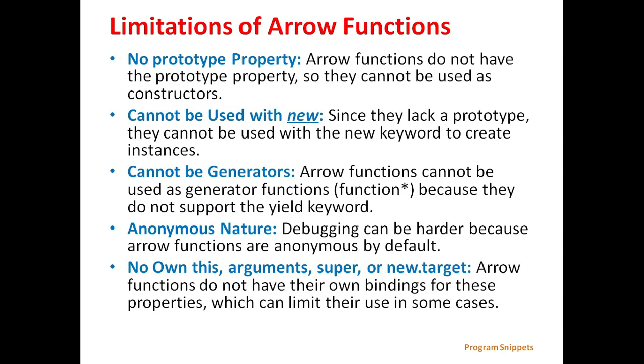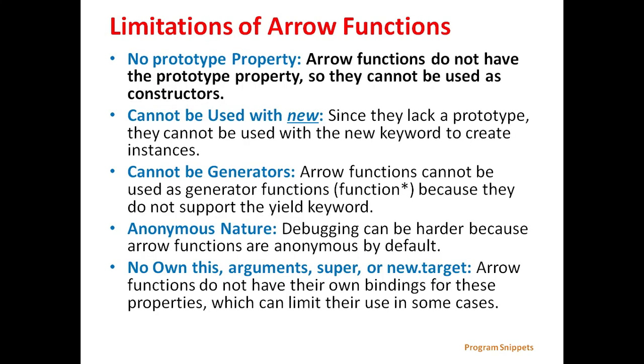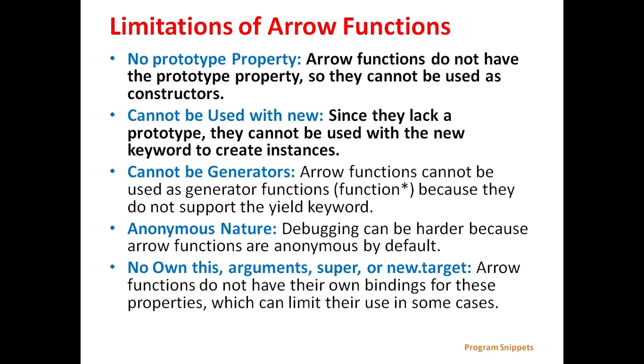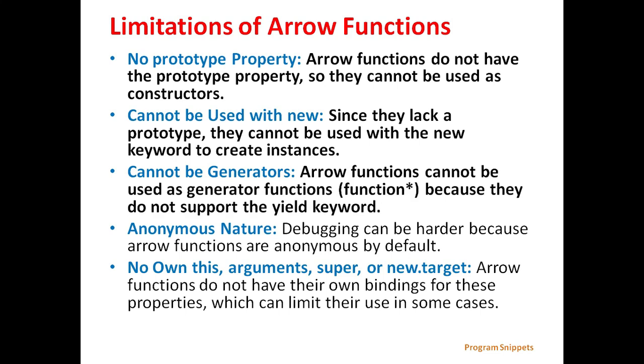And limitations of arrow functions are no prototype property. Arrow functions do not have the prototype property, so they cannot be used as constructors. Cannot be used with new. Since they lack a prototype property, they cannot be used with the new keyword to create instances. Cannot be generators. Arrow functions cannot be used as a generator function because they do not support the yield keyword.